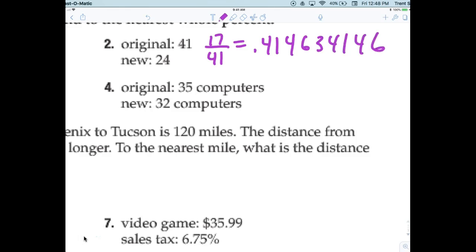Now, if we're going to round to the nearest tenth of a percent, remember, we're looking at that spot. So it would be 41 point what? 41.5%. If you forgot to round, think back to about 4th grade. 41.5%. Anybody have any issues? Easy.